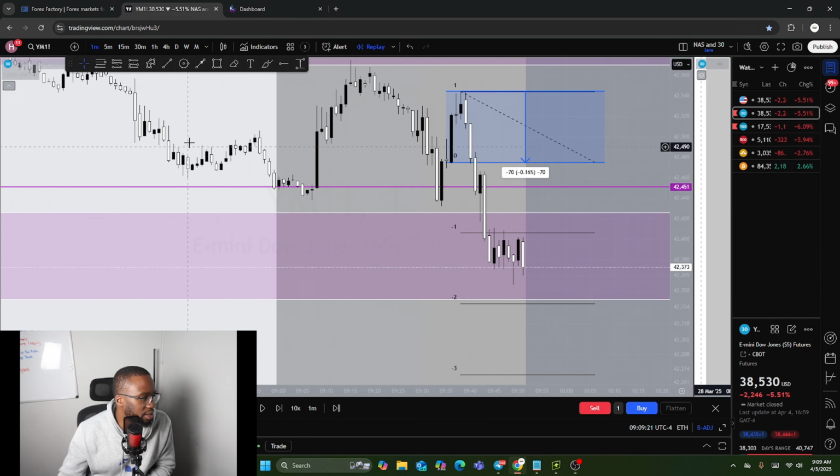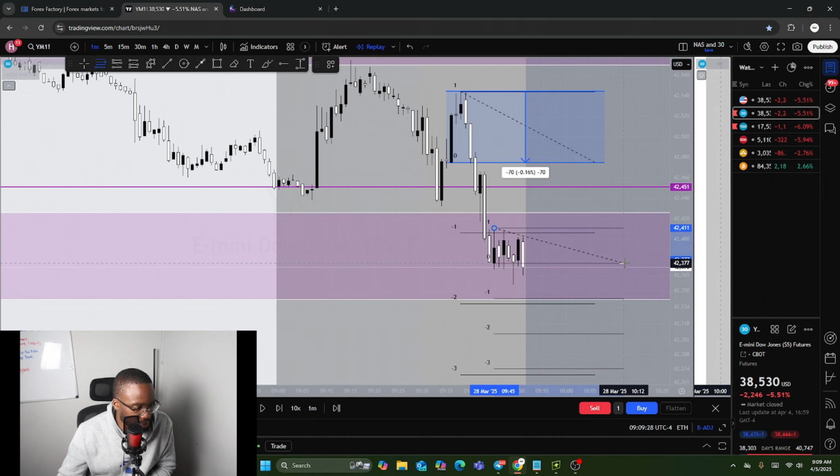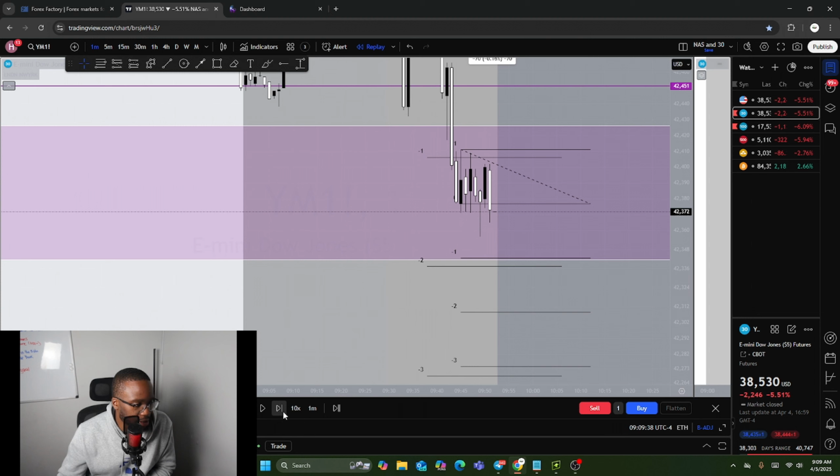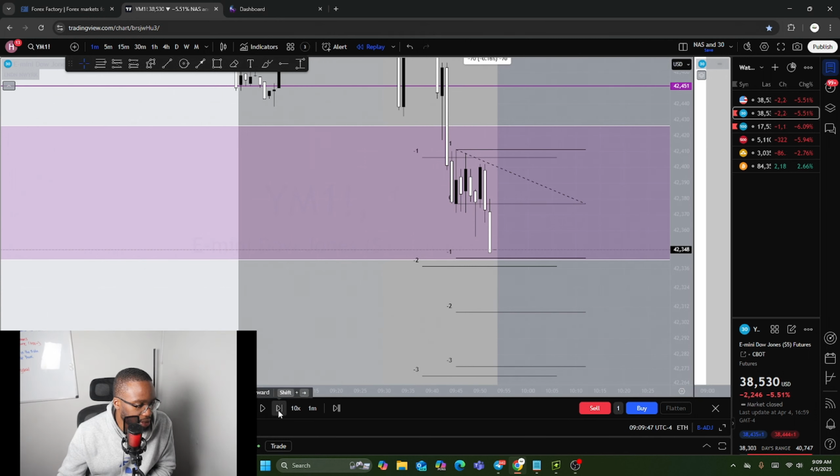I'll take this sell right here. That little consolidation and the sell move right here, I'll take this. Let's see if we get tapped in. We did get tapped in right here at 952. Looks like it's gunning for TP1.